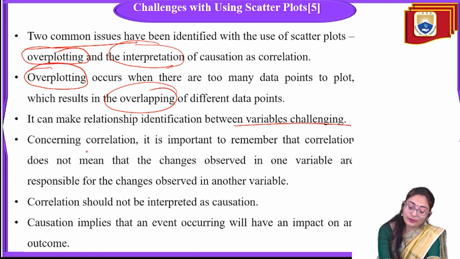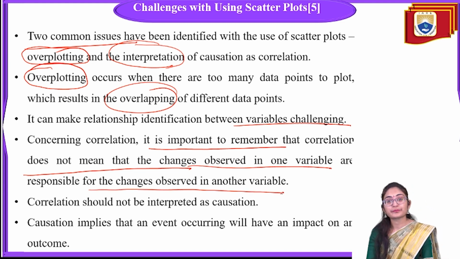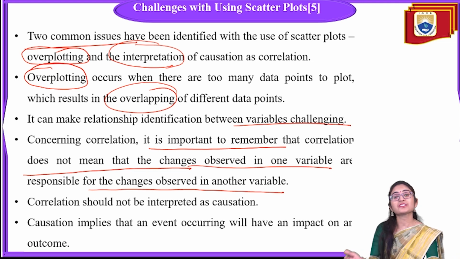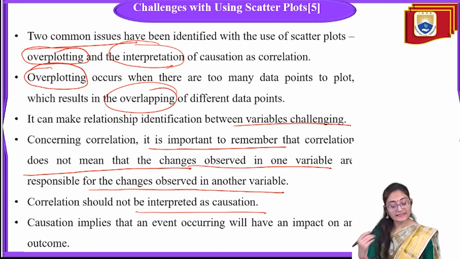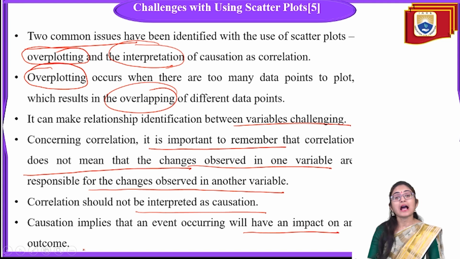Concerning correlation, it is important to remember that correlation does not mean that changes observed in one variable are responsible for the changes observed in another variable. That means if you have got some changes in one variable and those changes are not responsible for the changes observed in another variable, both variables are not dependent on each other. Correlation should not be interpreted as causation. Causation implies that an event occurring will have an impact on an outcome.